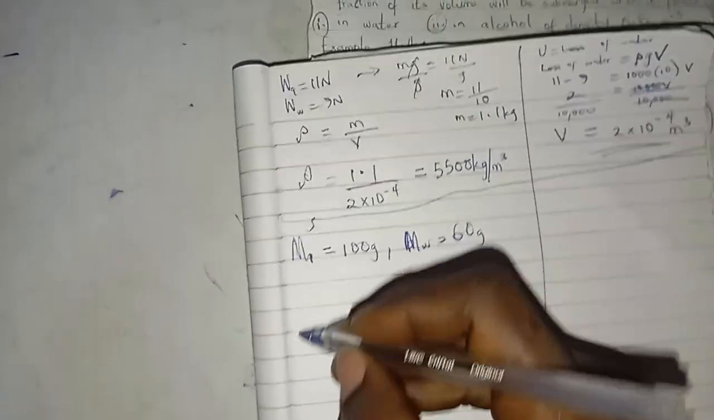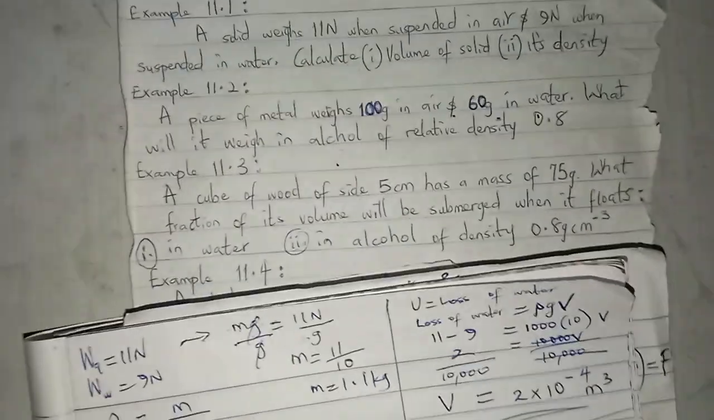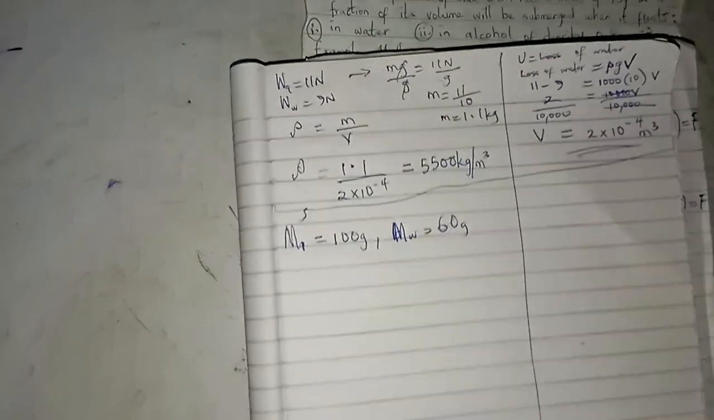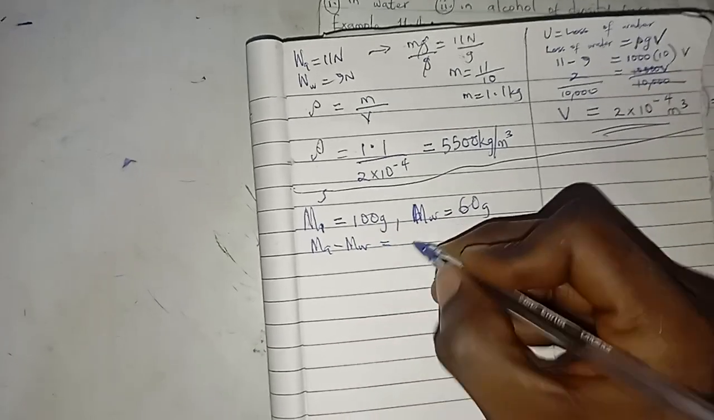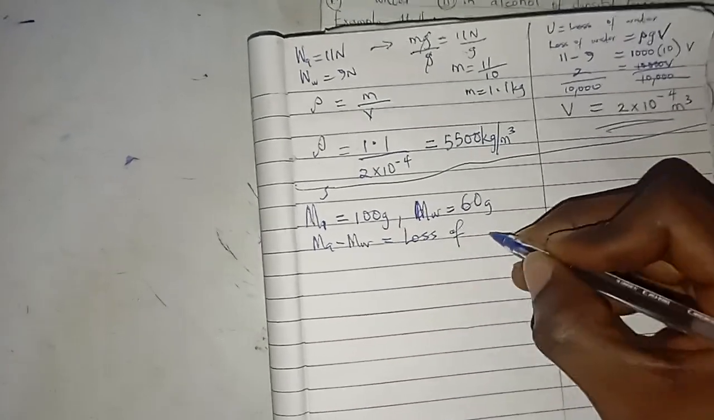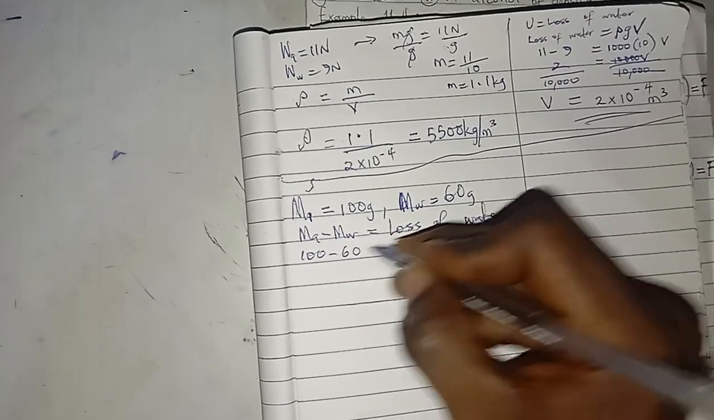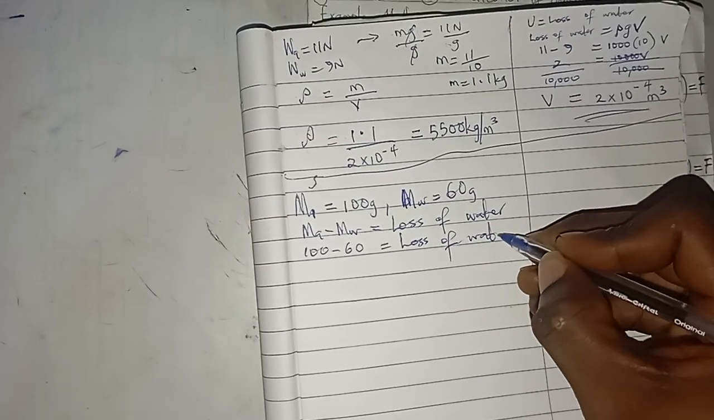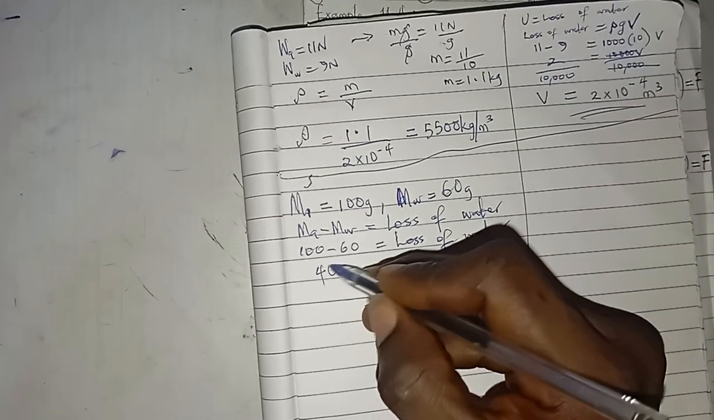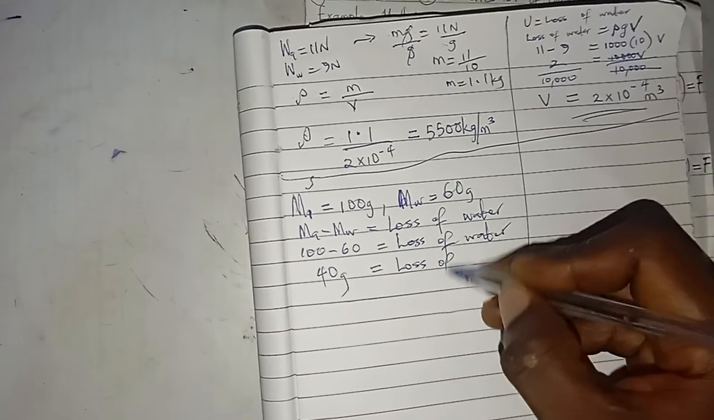So first of all, you notice it is weighing this thing in water, and water is very important. You always pay attention to it because it determines a lot. So I'll just say M in air minus M in water equals loss in water. It's the amount of water displaced. 100 minus 60 equals loss in water. So 40 gram equals loss in water.